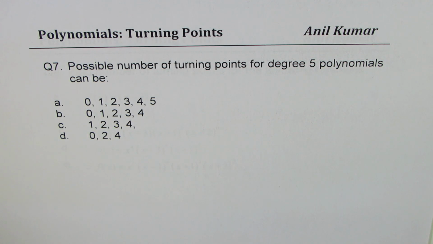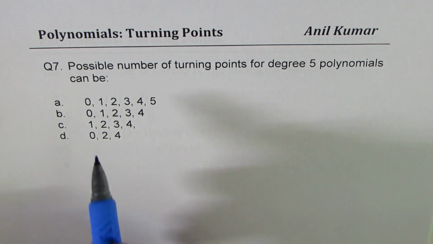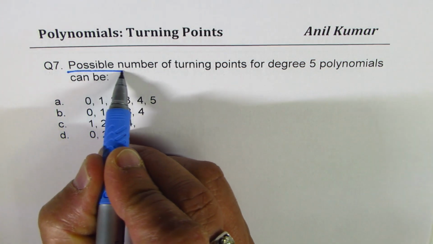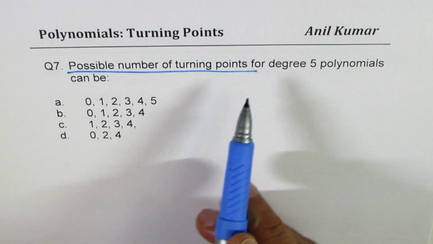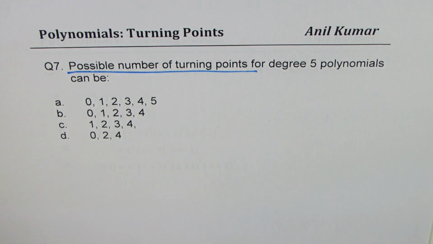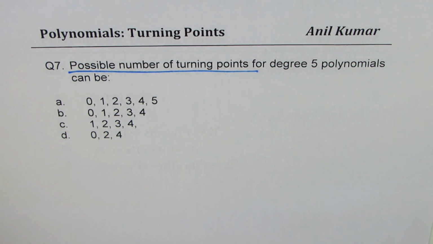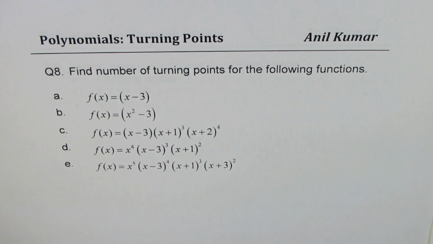Question number 7. Now this is a very interesting question. Most of the videos which you have seen so far are only asking for the maximum or minimum number of turning points. Now here, the question is the possible number of turning points, right? So we are now looking for the possible number of turning points for a degree 5 polynomial can be what? 4 choices are given to you.